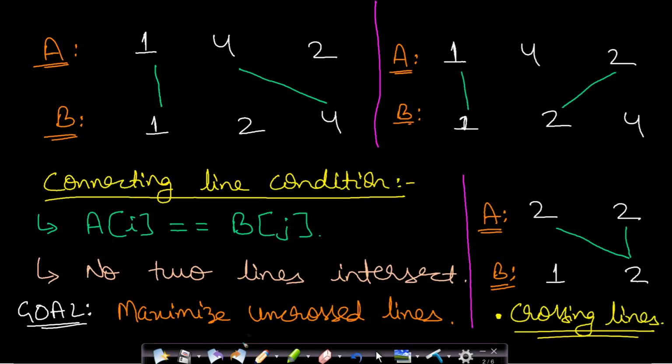So let us now look at the problem statement. The problem says that we are given two lists of integers A and B, and we want to connect points between these two lists. So how do we connect two points? The connecting line condition is given as A[i] equals B[j]. Then we can draw a line from point i in list A to point j in list B. Now, no two lines should intersect. So these are the two conditions, and our goal is to maximize the count of uncrossed lines.